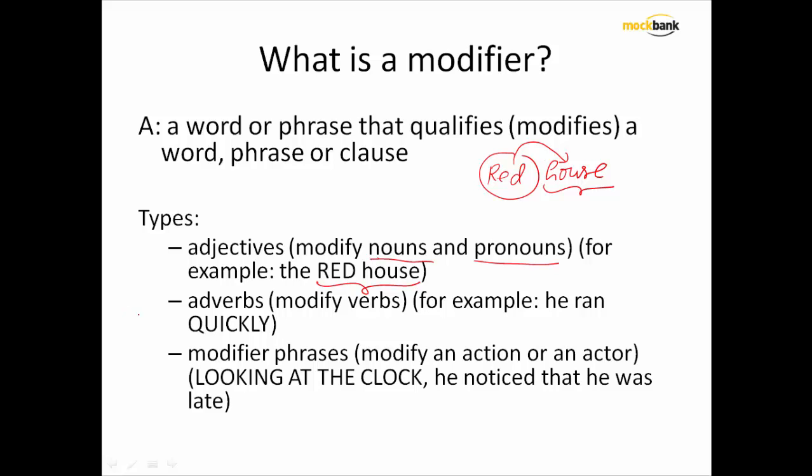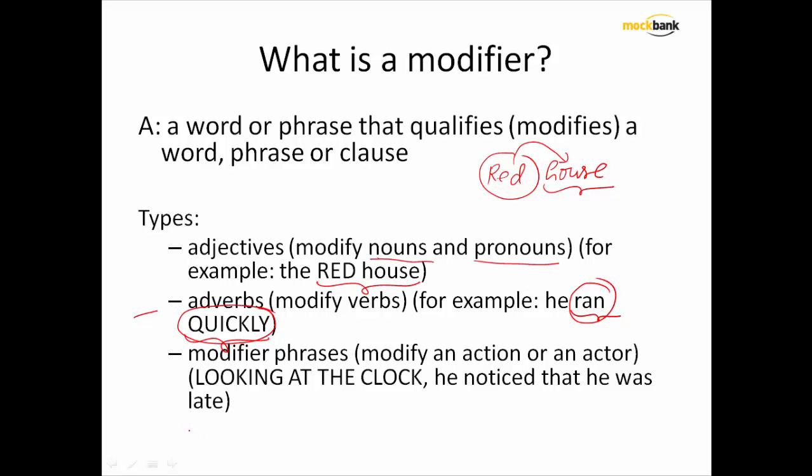Adverb, the second point: adverb modifies verbs. For example, he ran quickly. So what exactly are we talking about? Quickly is telling you how he was running. Was he running slowly or was he running quickly? He was running quickly. So this quickly is adverb, as it is qualifying verb, the verb ran.